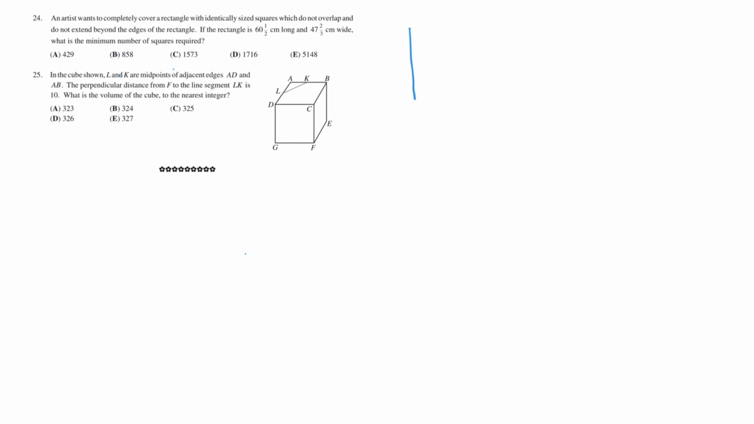Let's draw the rectangle. They cover it with identical smaller squares, no overlapping, and not going beyond the edges. So the width is 47 2/3, the length is 60.5. They ask for the minimum number of squares required to cover the whole rectangle.